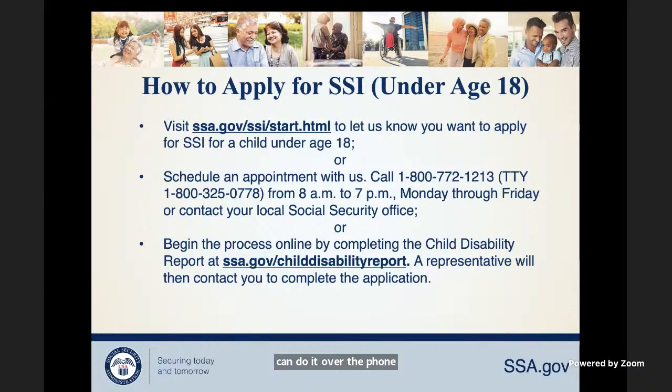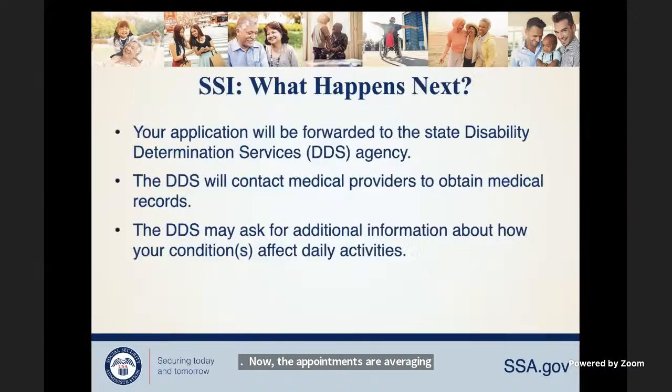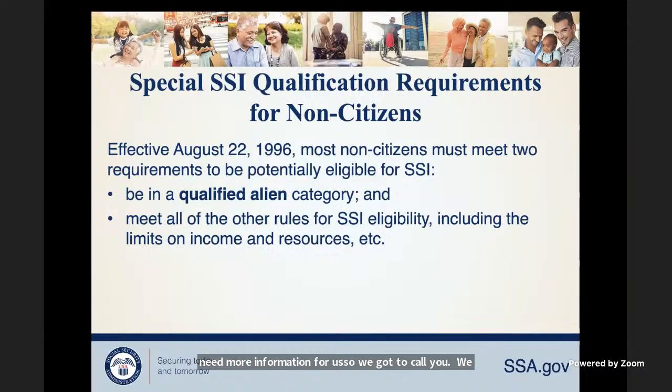Now, the appointments are averaging from 2 weeks to 2 months booked out, depending on the office you live closest to. Now, once the application goes through, we get it. We may call your client or you, if you're helping them, for more information. If we notice something's not on there, we may even need to schedule the appointment on the phone. Yes, you applied for SSDI, but we need more information for SSI, so we got to call you. We send it to DDS. They make the medical decision.